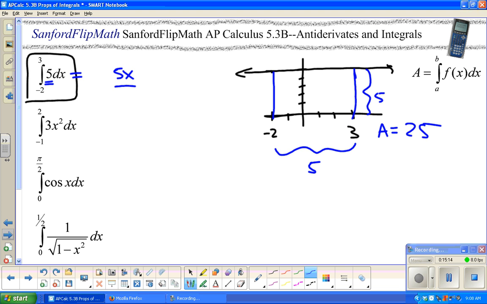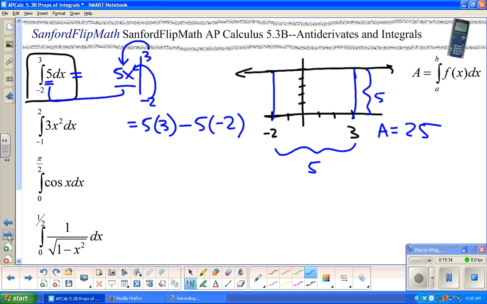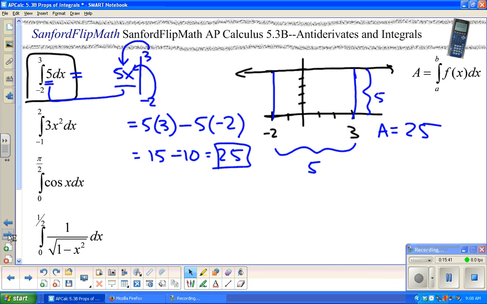Antiderivative of 5 is 5x. So in other words, if I do the derivative of 5x, I get the 5 back. And then I'm going to evaluate that from -2 to 3. Now, what does that look like? Well, what we're going to do is substitute the 3 in, minus substitute the -2 in. So this becomes 15 minus -10, which is 25. Now, you might be saying to yourself, so that looked like a lot of work to do 5 times 5. Okay, I agree with you.